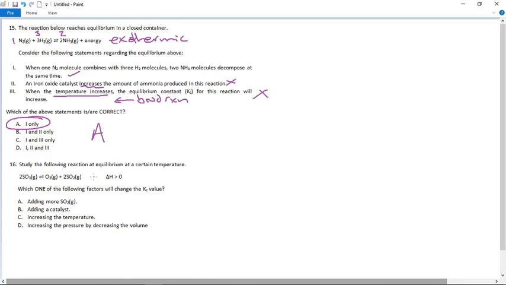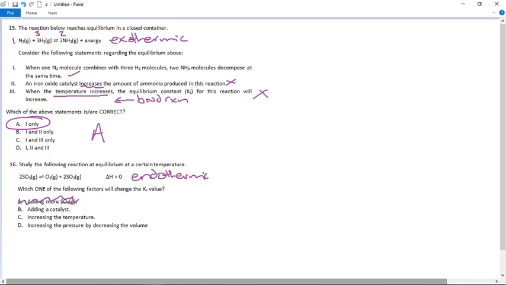Now number 16. Study the following reaction at equilibrium at a certain temperature: 2 sulfur trioxide goes reversibly to oxygen plus 2 sulfur dioxide. Delta H is greater than 0, so this is an endothermic reaction. Which one of the following factors will change the Kc? The only thing that changes Kc is the temperature.